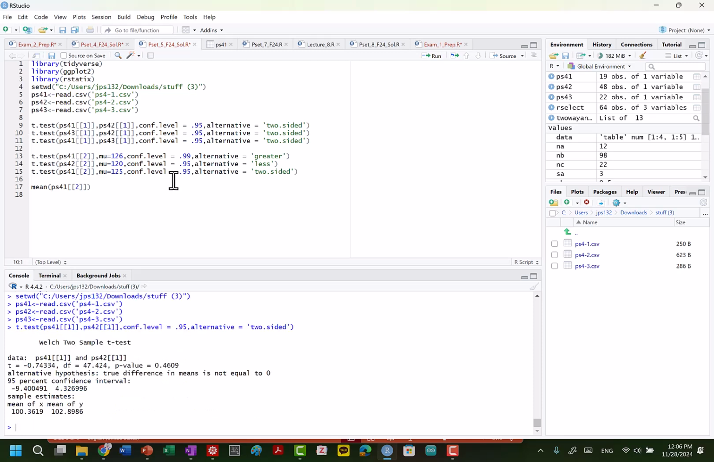So 1 and 2, what's my p-value? 0.4, the same. Next, 0.4, the same. And then finally, 1 and 3, the same. All right, so they're all the same. So they are all statistically essentially the same because my p-value is greater than alpha, which is 0.05 or 0.025 in this instance, alpha over 2. Excellent.